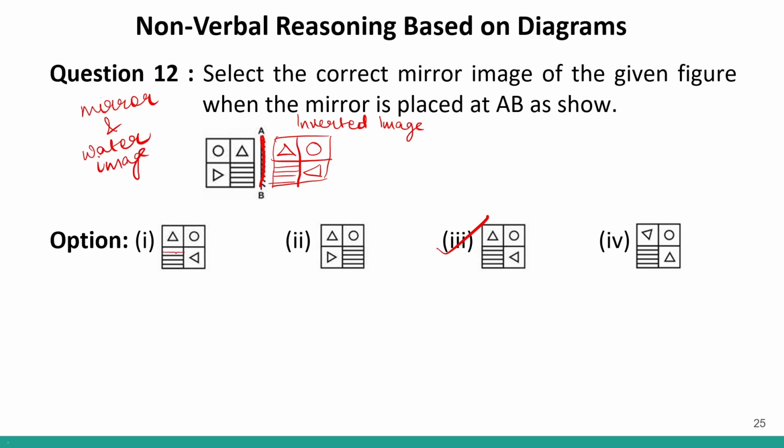In this option, we have a line missing. In this option, this should be interchanged. In this particular option, this triangle is a little off. The direction is a little off. So option number 3 will be your correct answer.